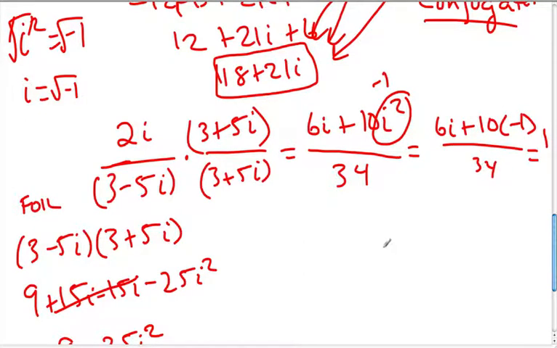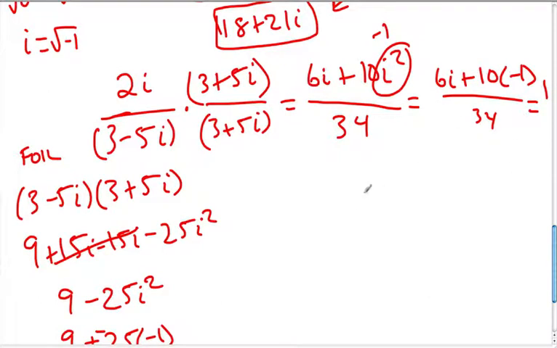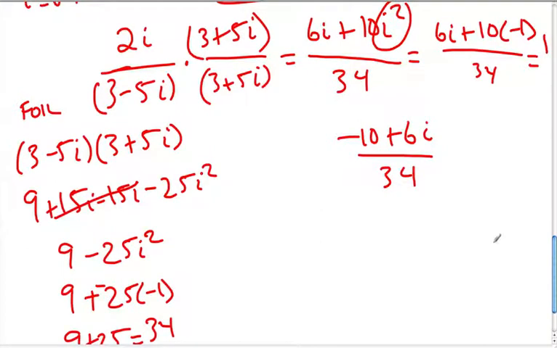And let's pull this down over here. That's going to become negative 10 plus 6i over 34. Now, a question becomes, is this in lowest terms? Is this simplified? Well, the rule of simplification is if we can take a factor out of each of these terms equally, then we can do it. Otherwise, it can't happen. So we can take a 2 out of all of these, so negative 5 plus 3i over 17.